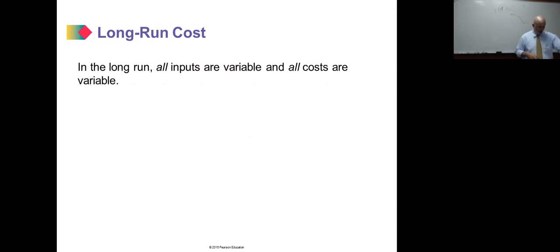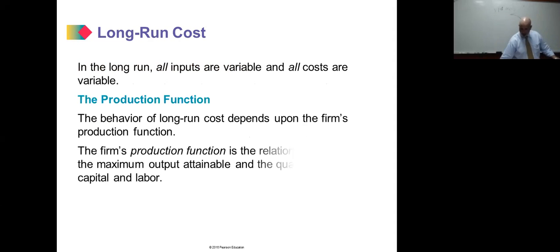There's less here in the long run. But in the long run, all inputs are variable and all costs are variable. Remember, long-run decisions are not easily reversed and all inputs are variable. The behavior of long-run costs depends upon the firm's production function. The production function of a firm is the relationship between maximum output attainable and the quantities of both capital and labor.